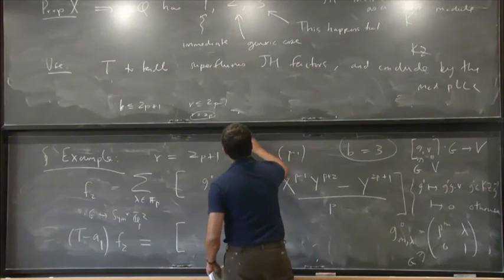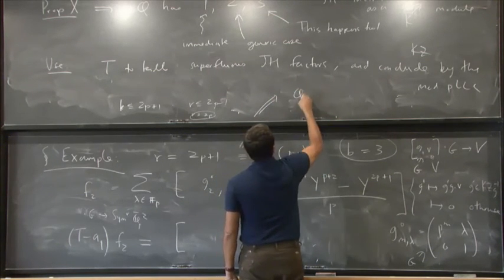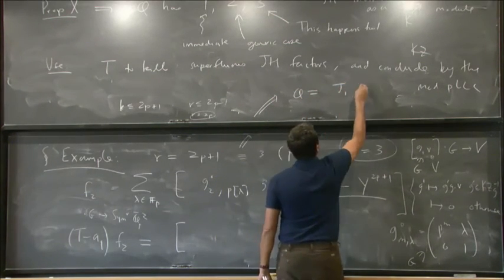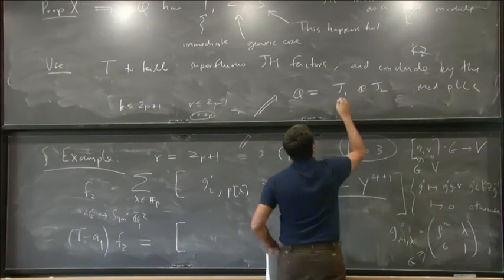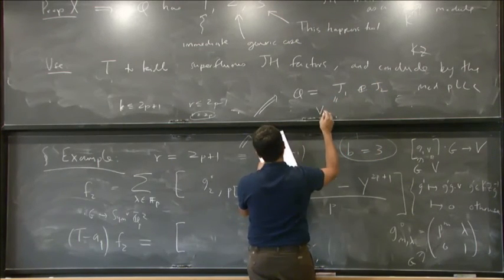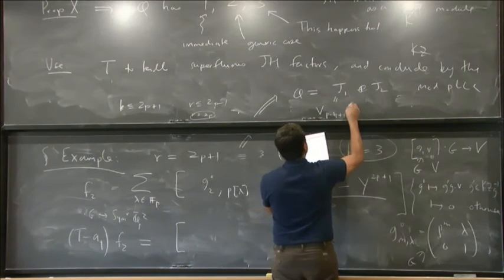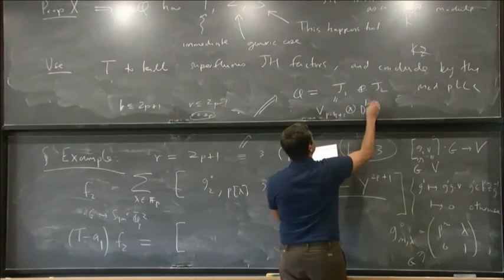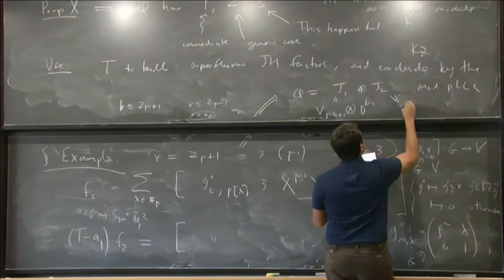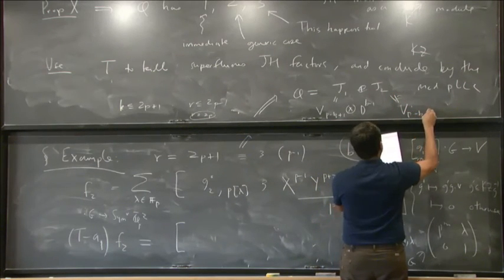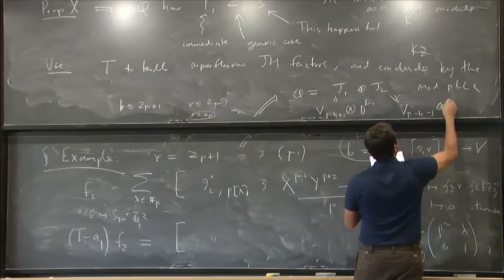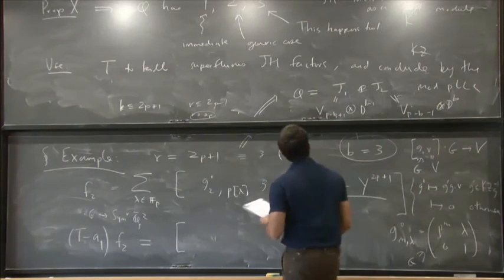In this case, it turns out that Q has 2 Jordan-Hölder factors, J1 and J2. It's a generic case. And they are V_{p-b} tensor D^b, plus 1 tensor D^{b-1}. And this one is V_{p-b-1} tensor D^b. D is determinant.